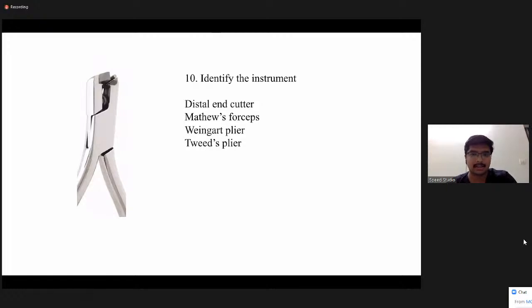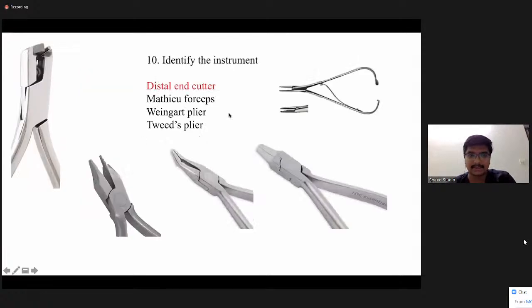This is another picture question where a plier will be shown, and identification will be asked for. The options will be distal end cutter, Mathews forceps, Weingart plier, and Tweed's plier. The main confusion that arises on seeing such pictures is identifying under what department or specialty these pliers are used. Pliers are used in surgery as well as in orthodontics. So we have to make sure where these instruments are being used. The picture that has been shown here is the distal end cutter.